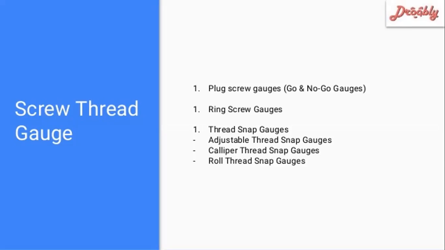Second one is the ring type screw gauges. And third one is the threaded snap gauges. The threaded snap gauges consist of different types, that is adjustable thread snap gauges, caliper thread snap gauges, and last one is the roll thread snap gauges.